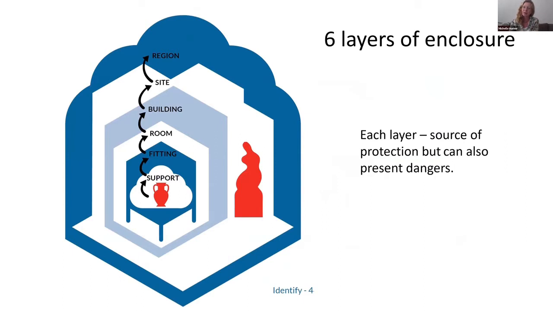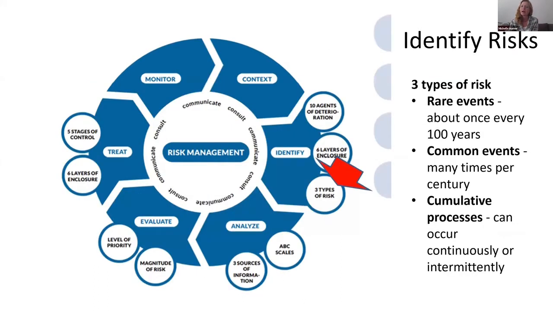And then you have to think about those at the 6 layers of enclosure, and this should also now be very familiar. So the containers or the support, the fittings, so the cabinets or shelving, the room, the building, the site, and the region. So there's all these layers of enclosure for an object. And then we had these 3 different types of risk. It can either be rare, so it will hardly ever happen. When it happens, it could be severe, but it doesn't happen often. It can be something that's common, it happens often, or it can be something that's cumulative. So it's not an event, it just happens continuously or intermittently over time.